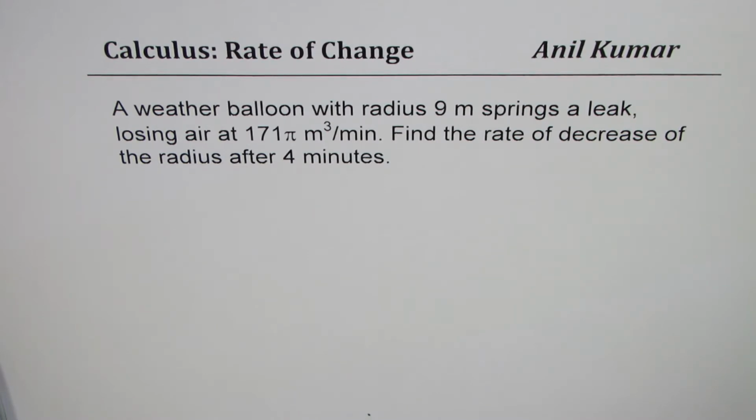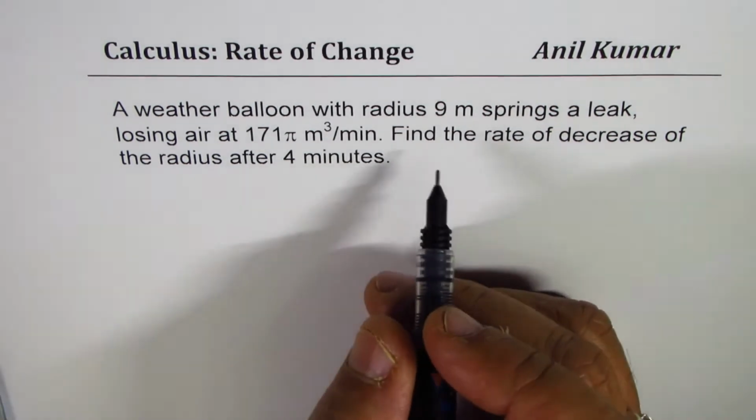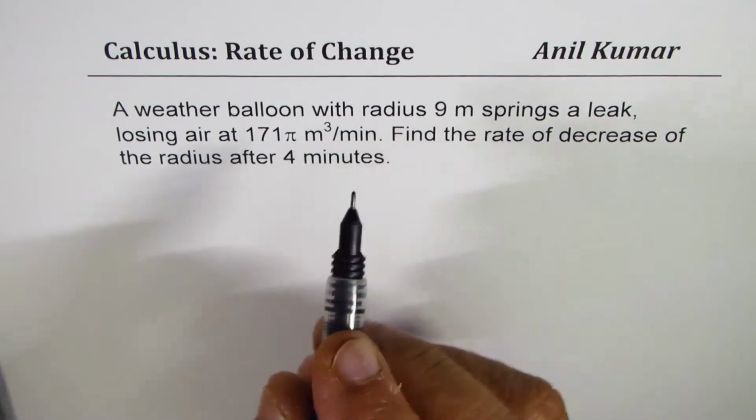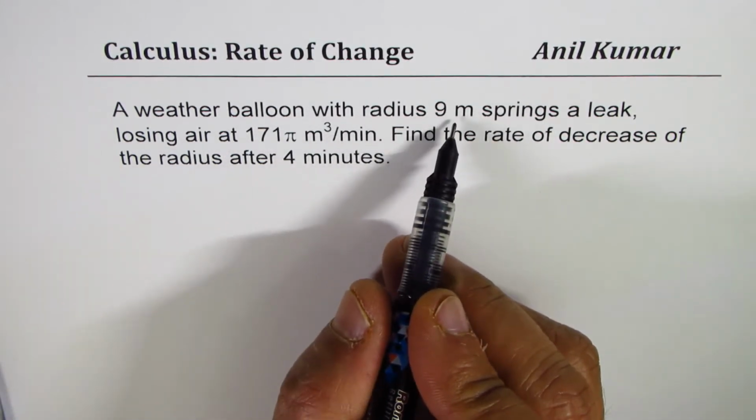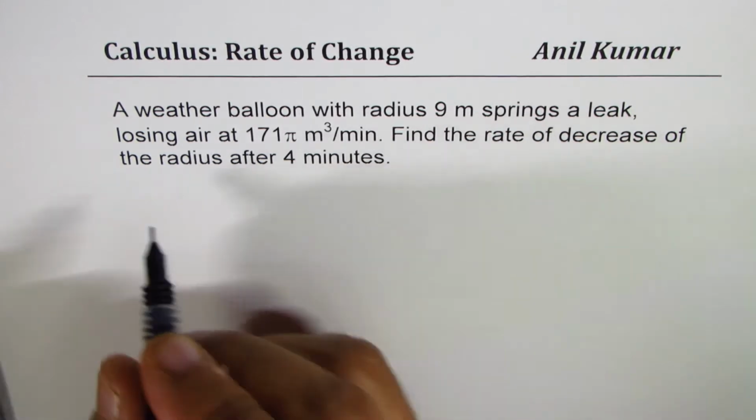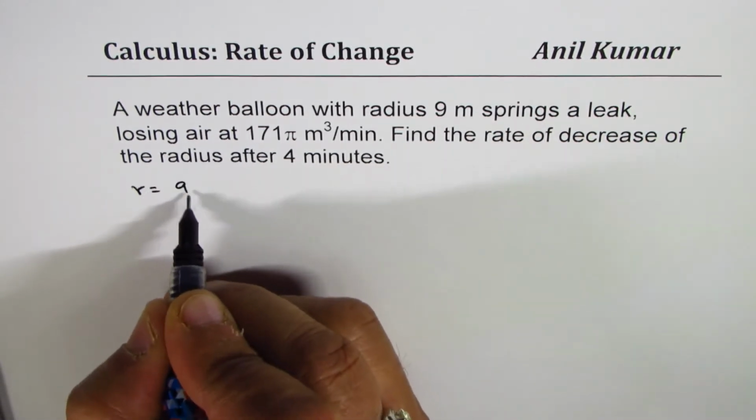We are doing rate of change. A weather balloon with radius 9 meters springs a leak, losing air at 171 pi meter cube per minute. Find the rate of decrease of the radius after 4 minutes. So let's see what we are given. We are saying weather balloon with radius of 9 meters. So radius is given to us as 9 meters.